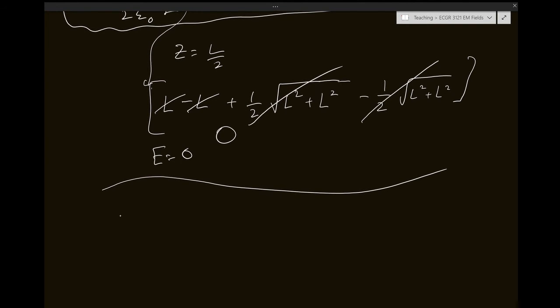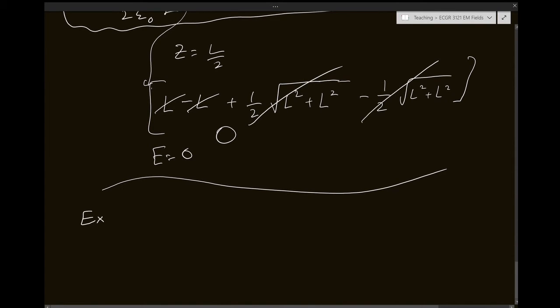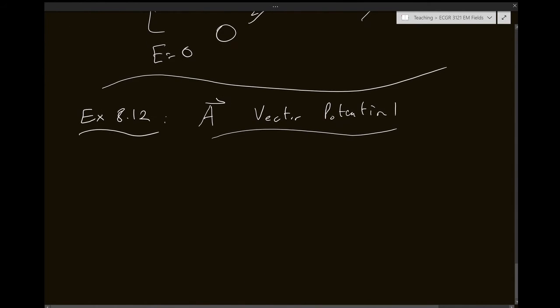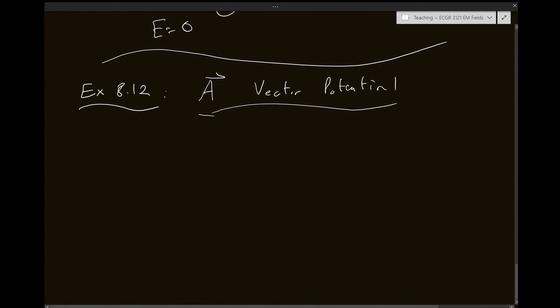All right, now I want to jump to Example 8.12, which is an example of calculating the magnetic vector potential. I want to show you that, similar to the electrostatic case, where in many cases calculating the electrical potential is easier than calculating the field directly, calculating the magnetic vector potential is, in general, easier than calculating the magnetic field directly.